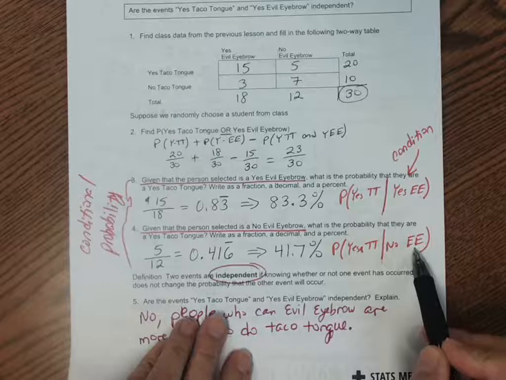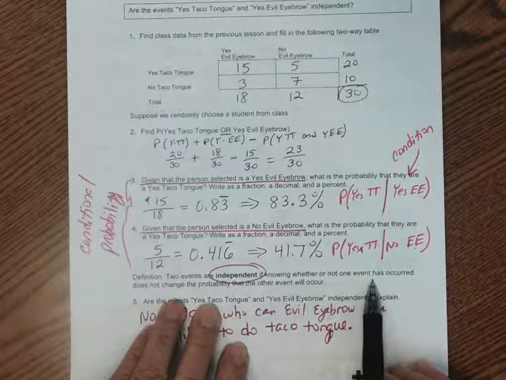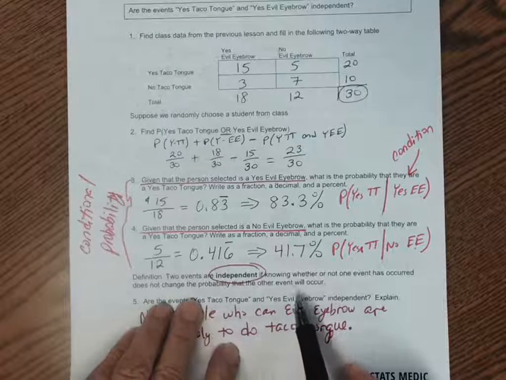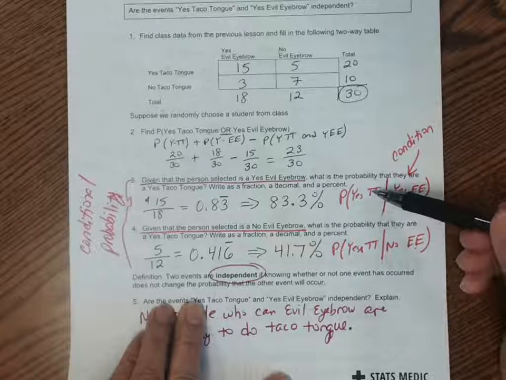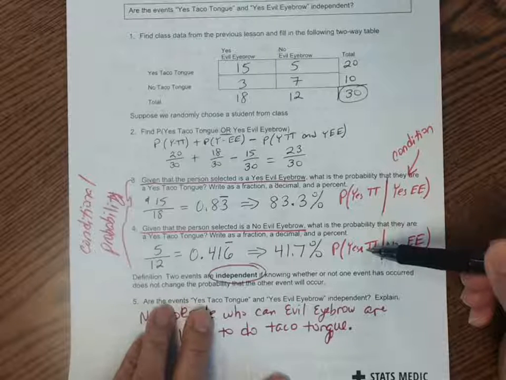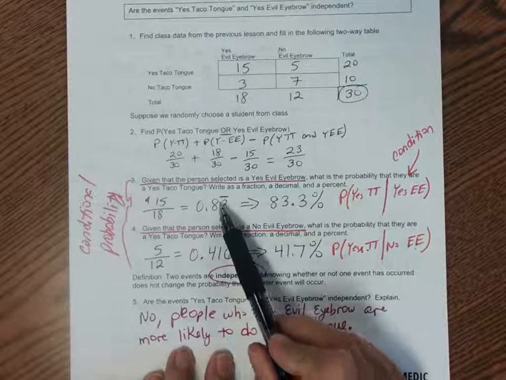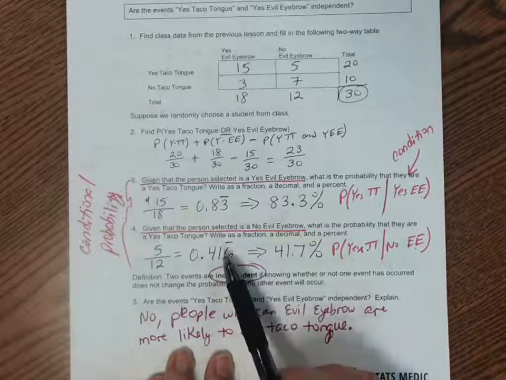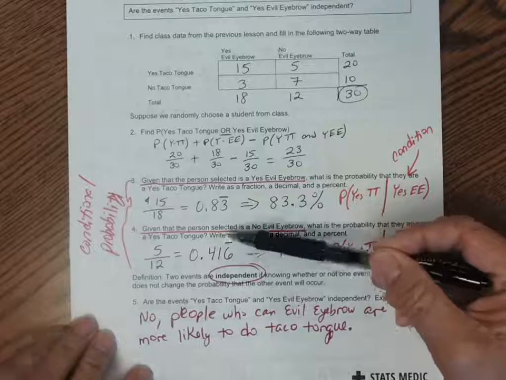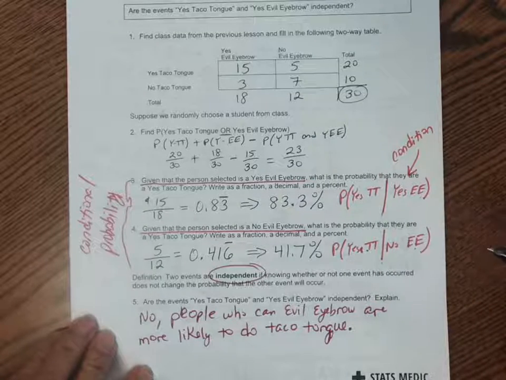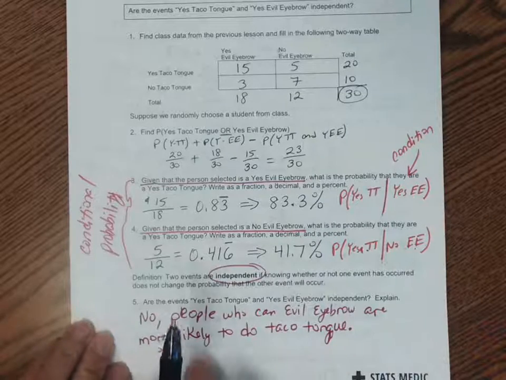Now, two events are defined as being independent if knowing whether or not one event occurred does not change the probability of the other event occurring. So if I didn't know whether or not they had evil eyebrow, do I still get the same probability of having a taco tongue? And no, because knowing that they could do evil eyebrow tells us they have a much higher probability of having taco tongue compared to not being able to do evil eyebrow and doing taco tongue. So if these two probabilities were the same, then we would say that yes to taco tongue and yes to evil eyebrow are independent. But in this case, it was no.